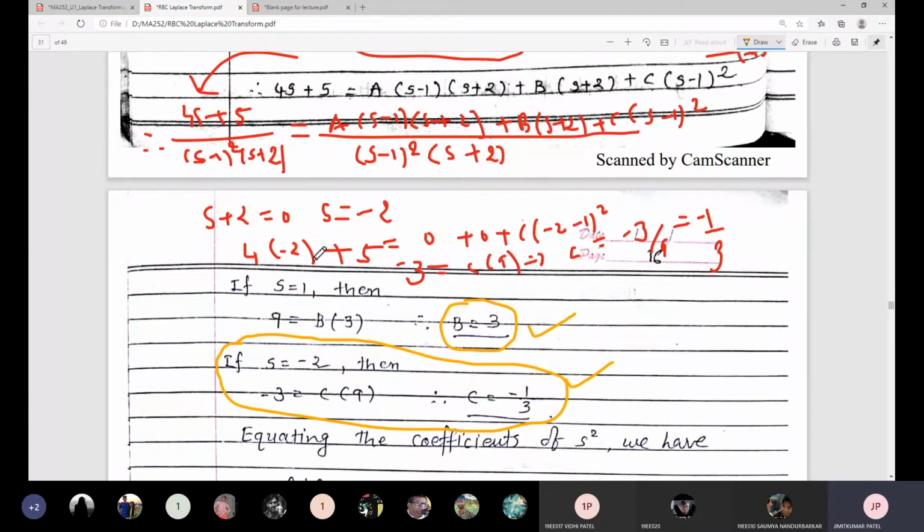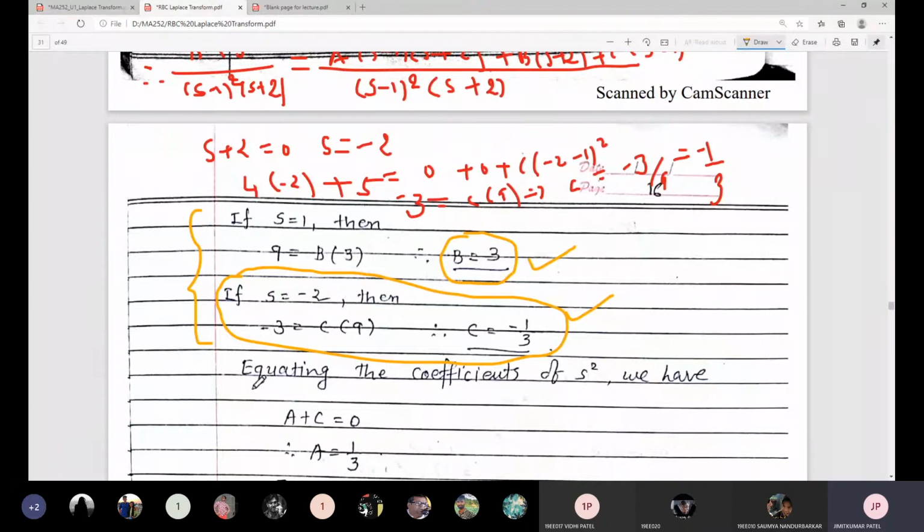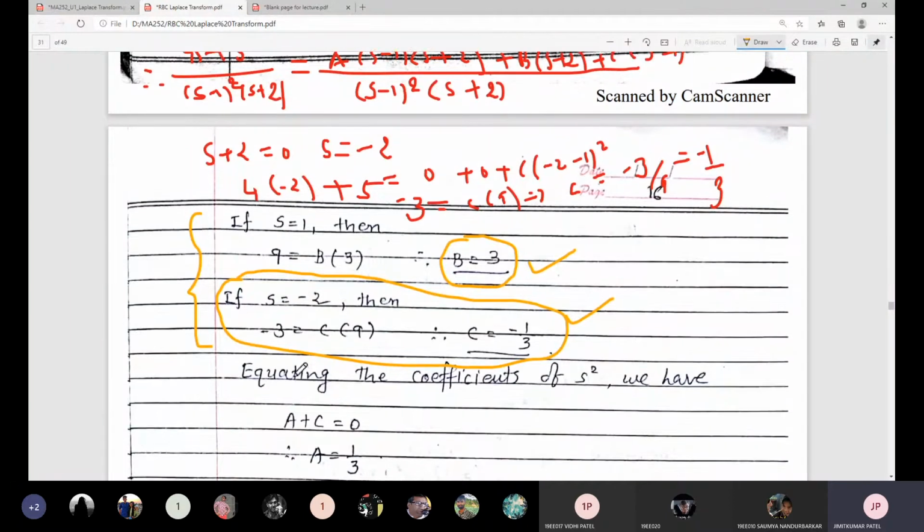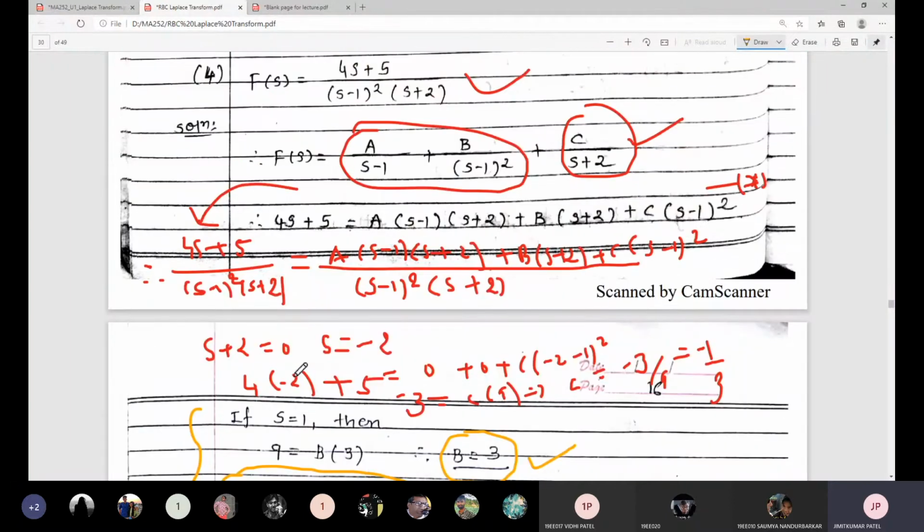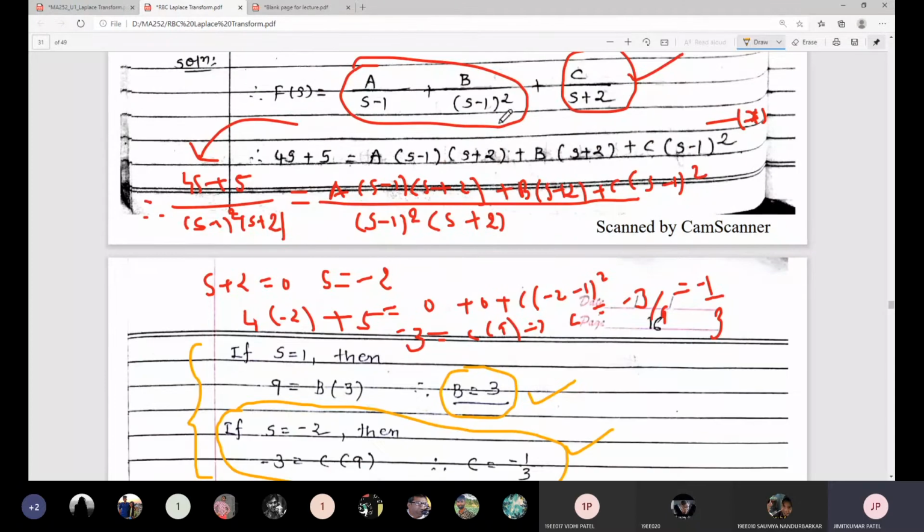Now, B is equal to 3 and C is equal to -1/3. It is only for linear factors. This method can be applied only for linear factors. You cannot apply it for quadratic factors. So now if you do one thing, look here. Here we have A(s - 1)(s + 2) plus B(s + 2) plus C(s - 1) whole square.